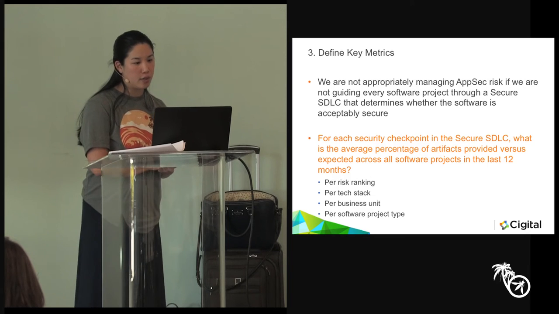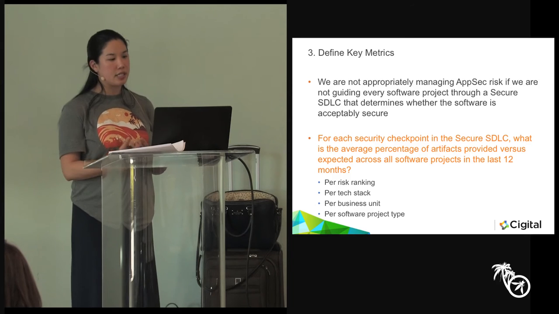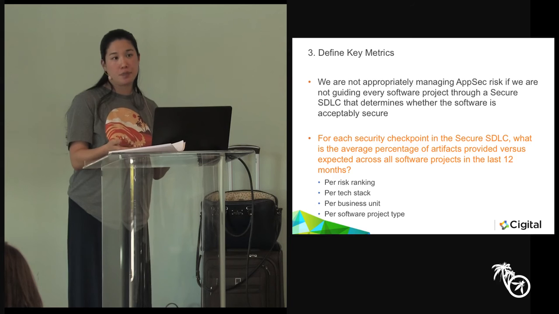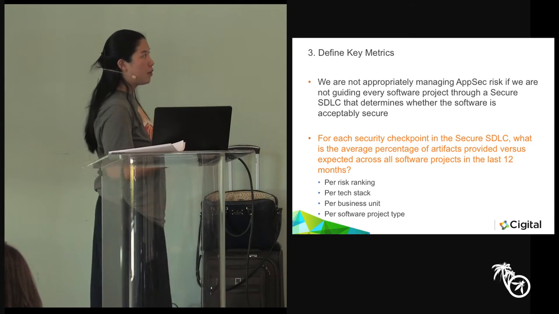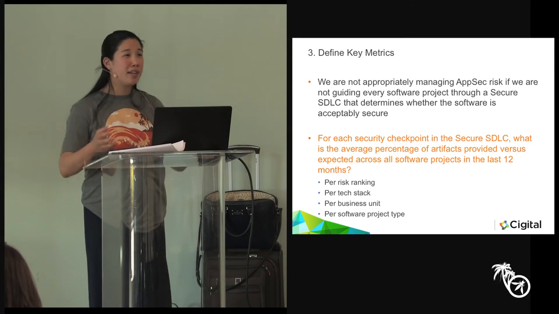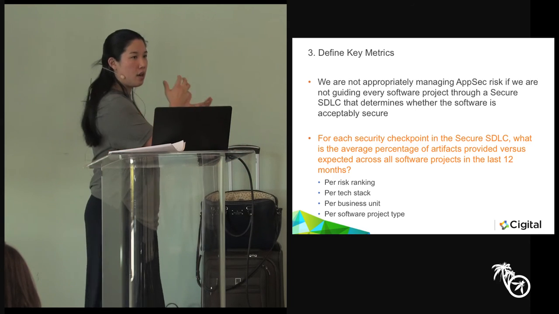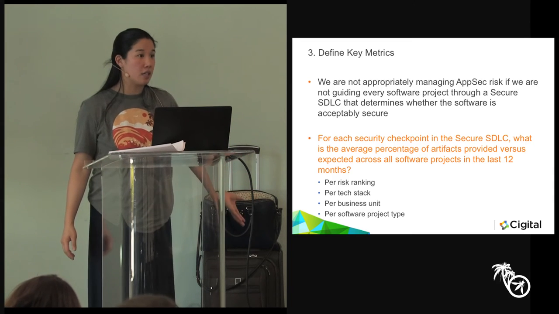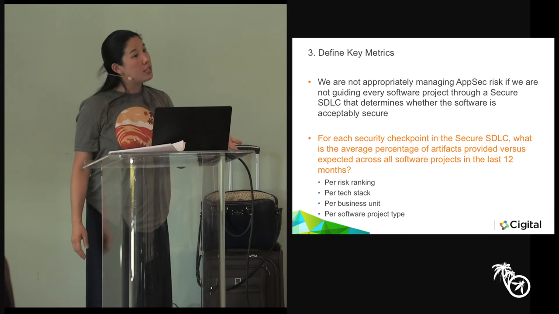And I think this is the last one for today's discussion. For each security checkpoint in the secure SDLC, what's the average percentage of artifacts provided versus expected for all the software projects in the last 12 months? So the point here is that for all of the 20 or so risk management objectives, you can come up with a bunch of questions to ask that are pretty specific. I'm not standing up here saying these are the questions you should ask necessarily, because this might or might not be a risk management objective that applies to you.